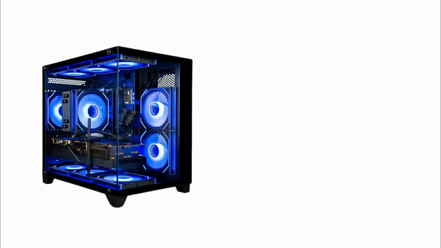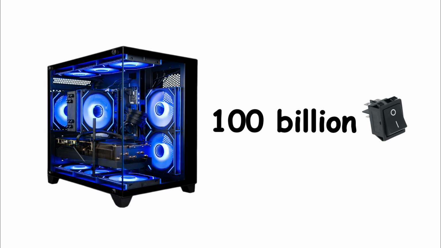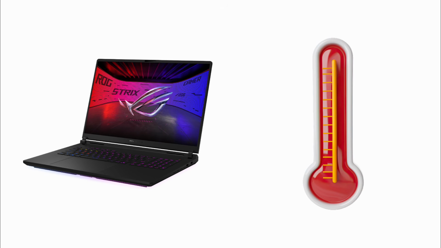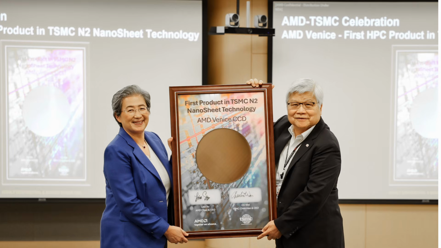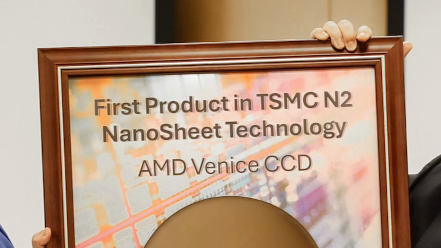Your computer has about 100 billion tiny switches inside it, and when you turn them off, they don't fully turn off. They leak, constantly, quietly. Even when your laptop is just sitting there doing absolutely nothing. This is not a bug. This is the reason your laptop gets warm doing nothing, the reason data centers cost a fortune to cool, and the reason AMD just had to use a new kind of transistor.